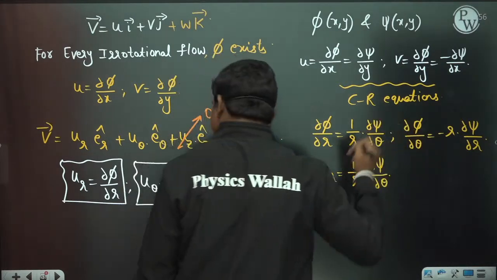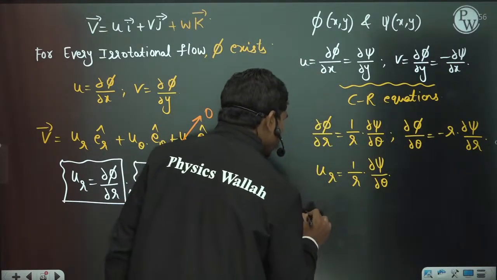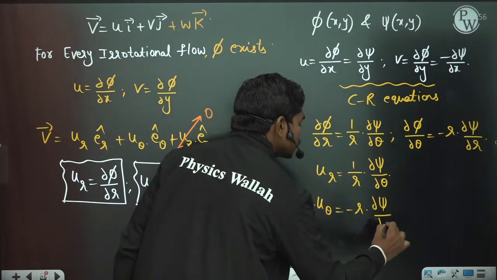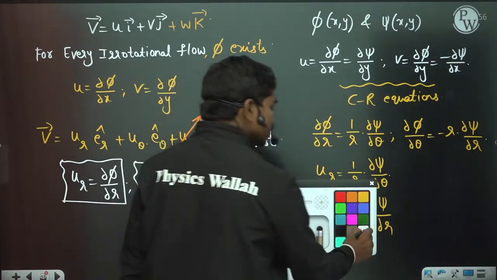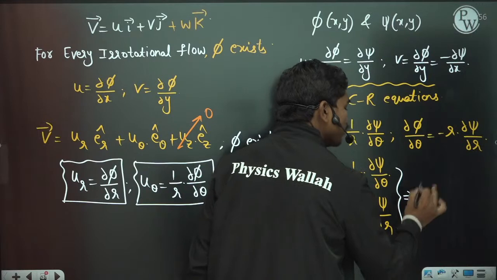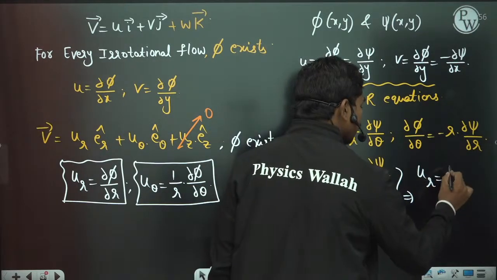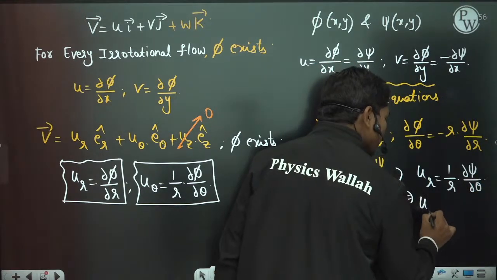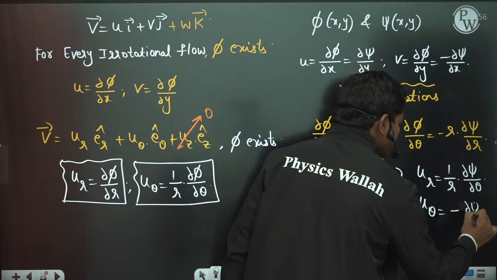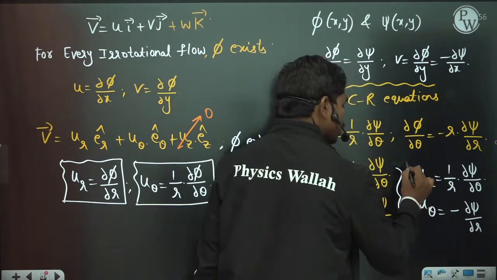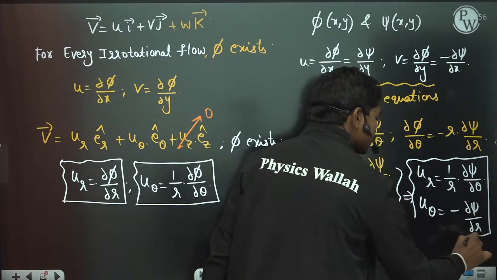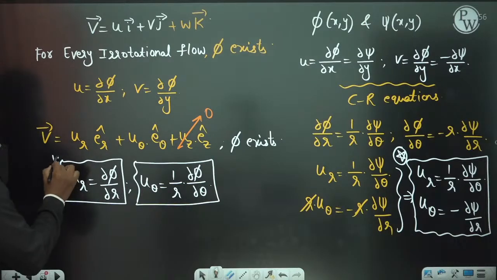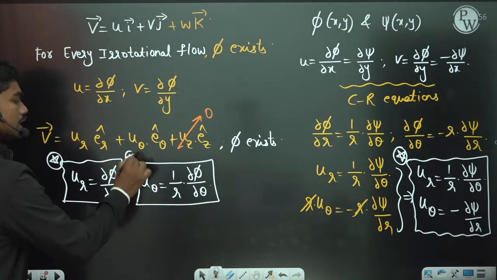Then ∂φ/∂θ is nothing but r times u_θ. So r times u_θ is equal to minus r times ∂ψ/∂r. If you cancel the r's, you have these two relations: when a stream function is given in polar coordinates, radial velocity is calculated by (1/r) times ∂ψ/∂θ, and azimuthal velocity is calculated by minus ∂ψ/∂r. So these are the two expressions for calculating radial and azimuthal velocities when the stream function is given, and these are the functions to calculate u_r and u_θ when φ is given.